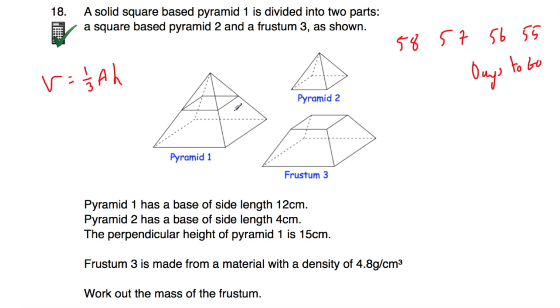So if I know the area of the base and I know the height of it, I can then times them together and divide by 3. That'll be the volume of the first pyramid.